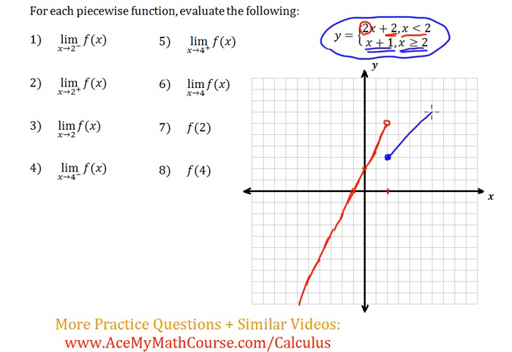And why did I color in that dot there? Well, it's filled in because its x is greater than or equal to 2. Look at that. So that is our little function that we have.